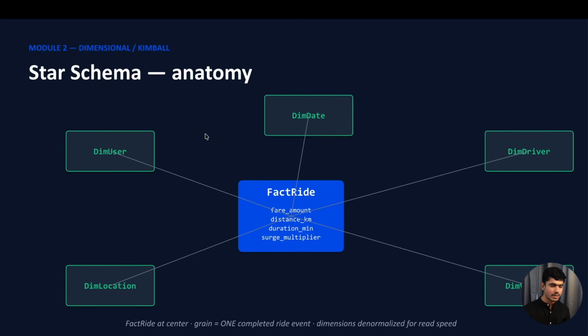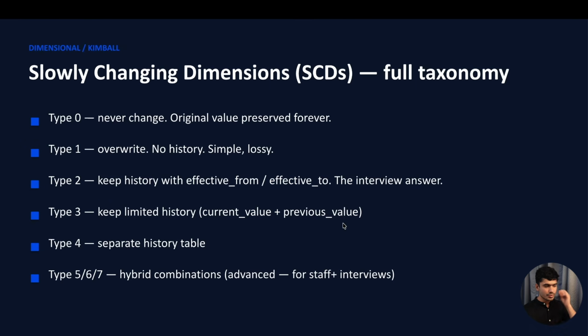So this is a star schema example. This is a fact, right? That has a fact, amount, distance, duration, surge multiplier, and dim user, dim tables. All of these are the dimension tables attached to it.